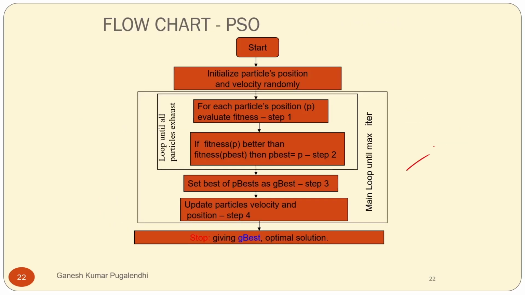So again the flow chart is in the same way. See here, updation is happening here, this one updation, and here this one updation, and for each particle the position is evaluated for the fitness value. Finally you are giving out the G best as well as the optimal solution. So this is yet another way of understanding the implementation of the PSO through a flow chart. So you are starting with the initialization of particles, and for each particle this evaluation is carried out.